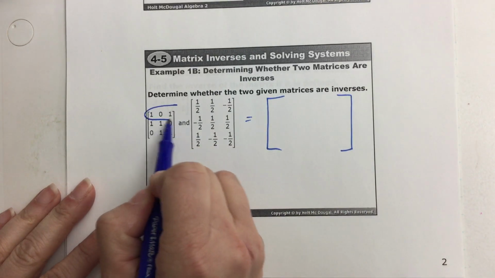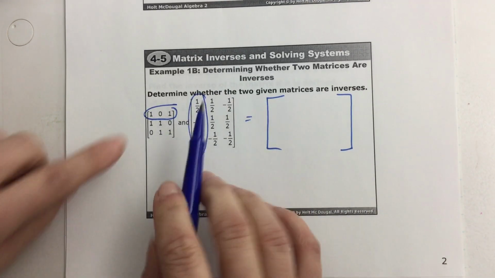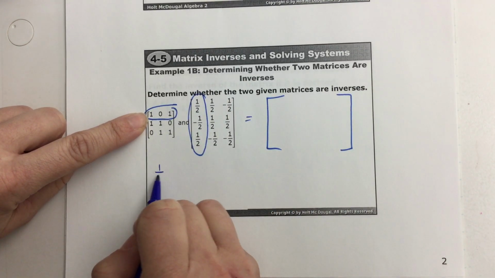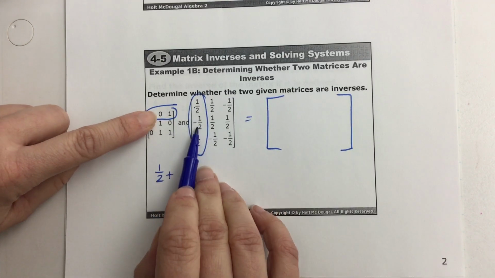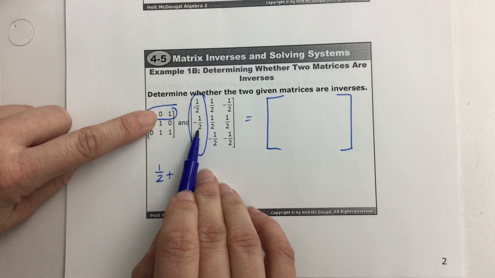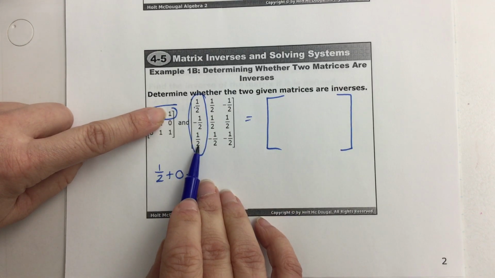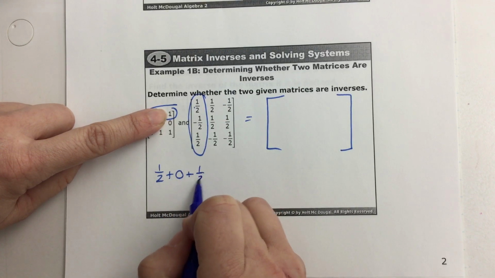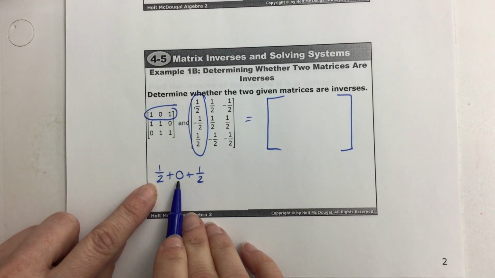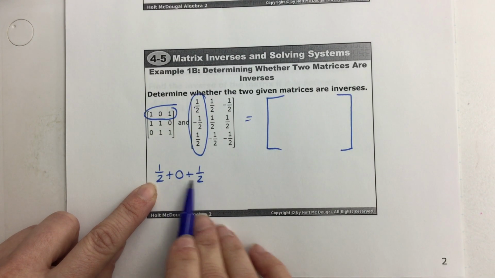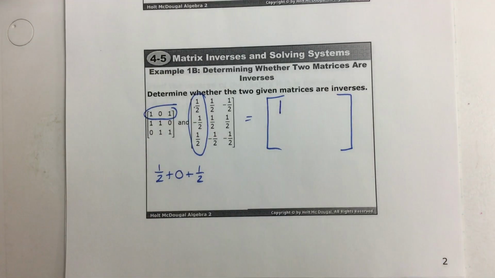So if I start this, 1 times 1/2 is 1/2, plus, shift it over, shift it down. 0 times negative 1/2 is 0, plus, shift it over, shift it down. 1 times 1/2 is 1/2. 1/2 plus 0 is 1/2. 1/2 plus 1/2 is 1. Hey, so the first number worked.